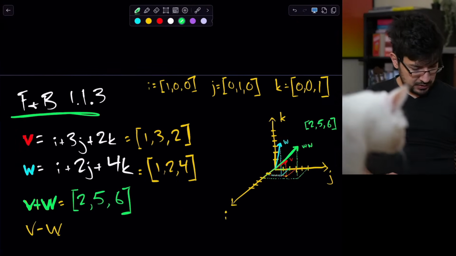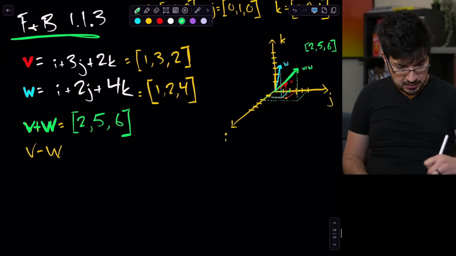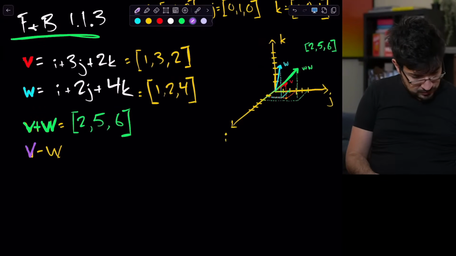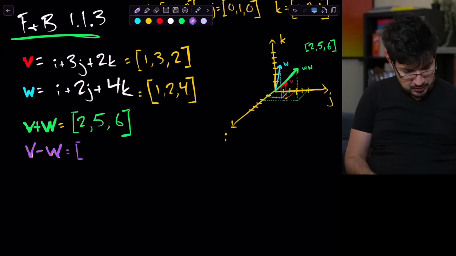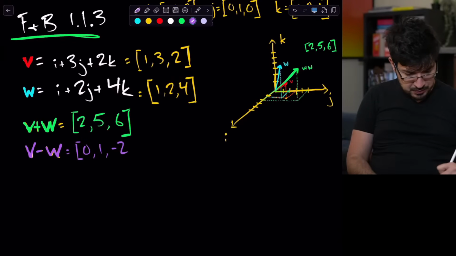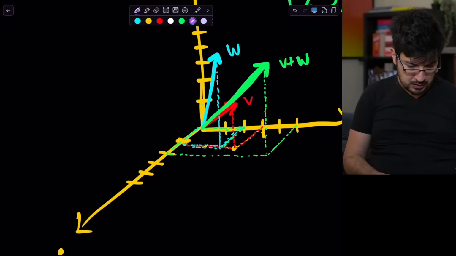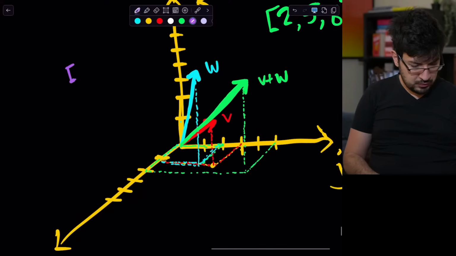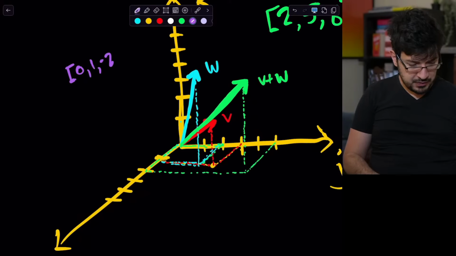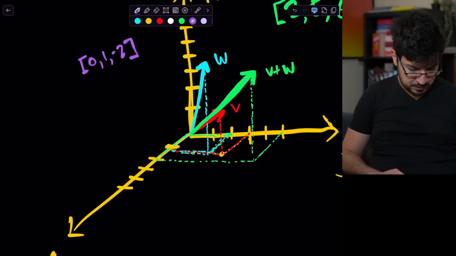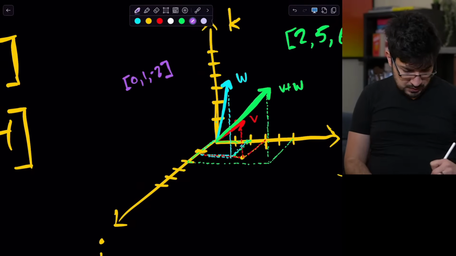And now the final one is V minus W. Let's give that another color, purple. V minus W is going to be 0, 1, negative 2. Alright, so 0, 1, negative 2.